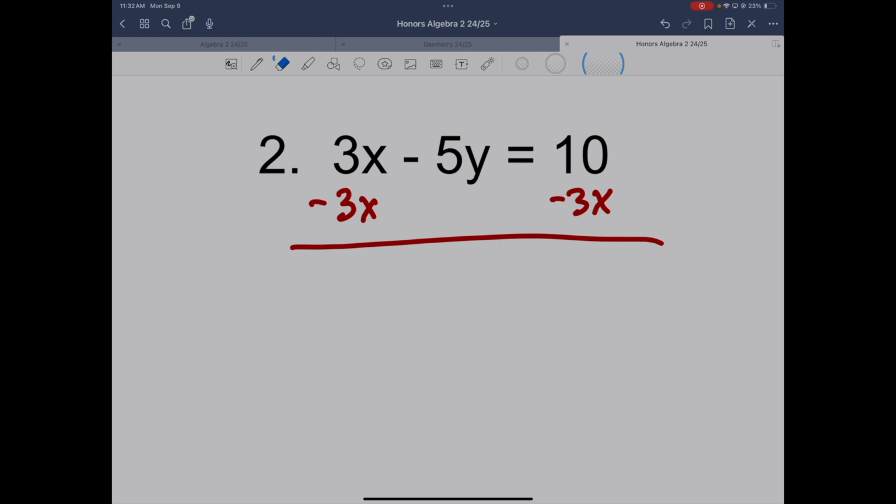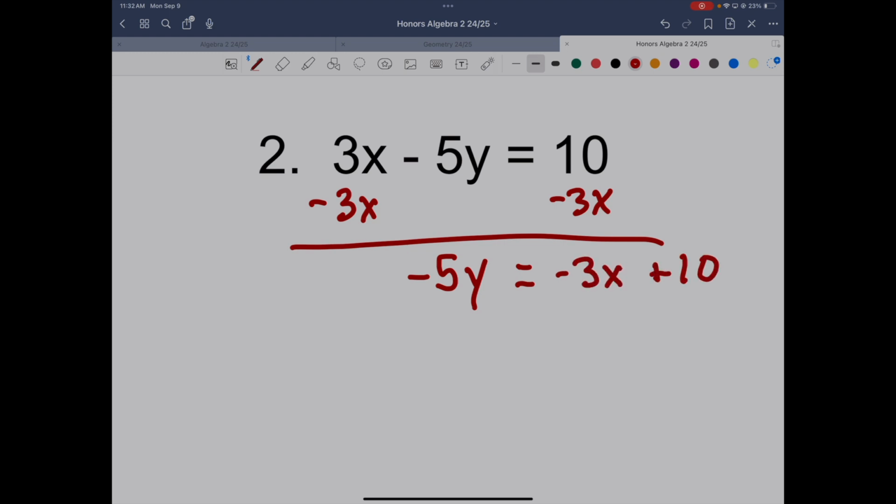3x minus 3x is nothing. So negative 5y equals negative 3x plus 10. Looks right so far. Now what?